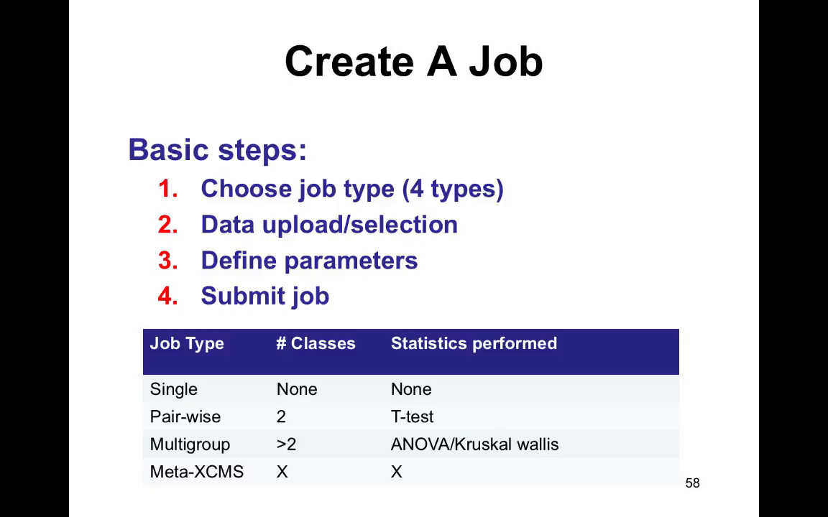So once you create a user account, then there's several steps. And again, we're going to go through this in a bit more detail. This is just a preamble so that you're not too shocked when you actually have to do this. You're going to be choosing the different jobs. There are 4 types of jobs: single, pairwise, multi-group, and meta XCMS. And then you're going to define your upload and define certain parameters, and then you're going to submit your job.